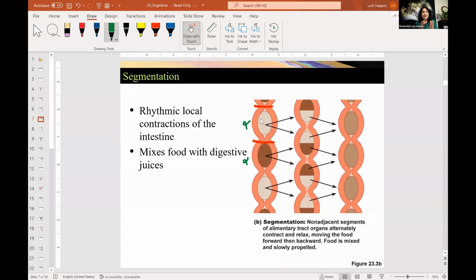So this segmentation, this type of rhythmic local contraction, which is going to happen in our small intestine, is going to move the food forward and backward. So it's kind of mixing the food with the juices which we have in our small intestine, and also it's going to help break down the food. So it's going to be involved in mechanical digestion.